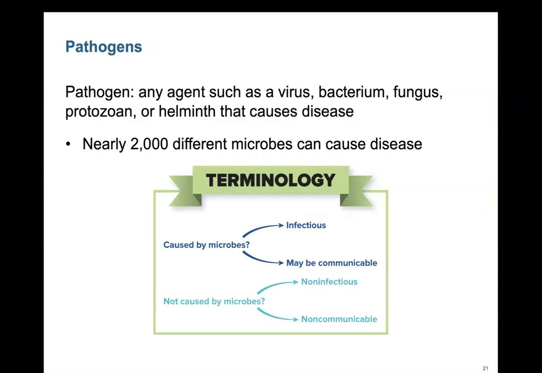We also then come to pathogens. A pathogen is any agent, such as a virus, bacterium, fungus, protozoan, worm, or helminth, that causes disease. There are nearly 2,000 different microbes that can cause disease. And what happens with pathogens is they will cause tissue damage for you.